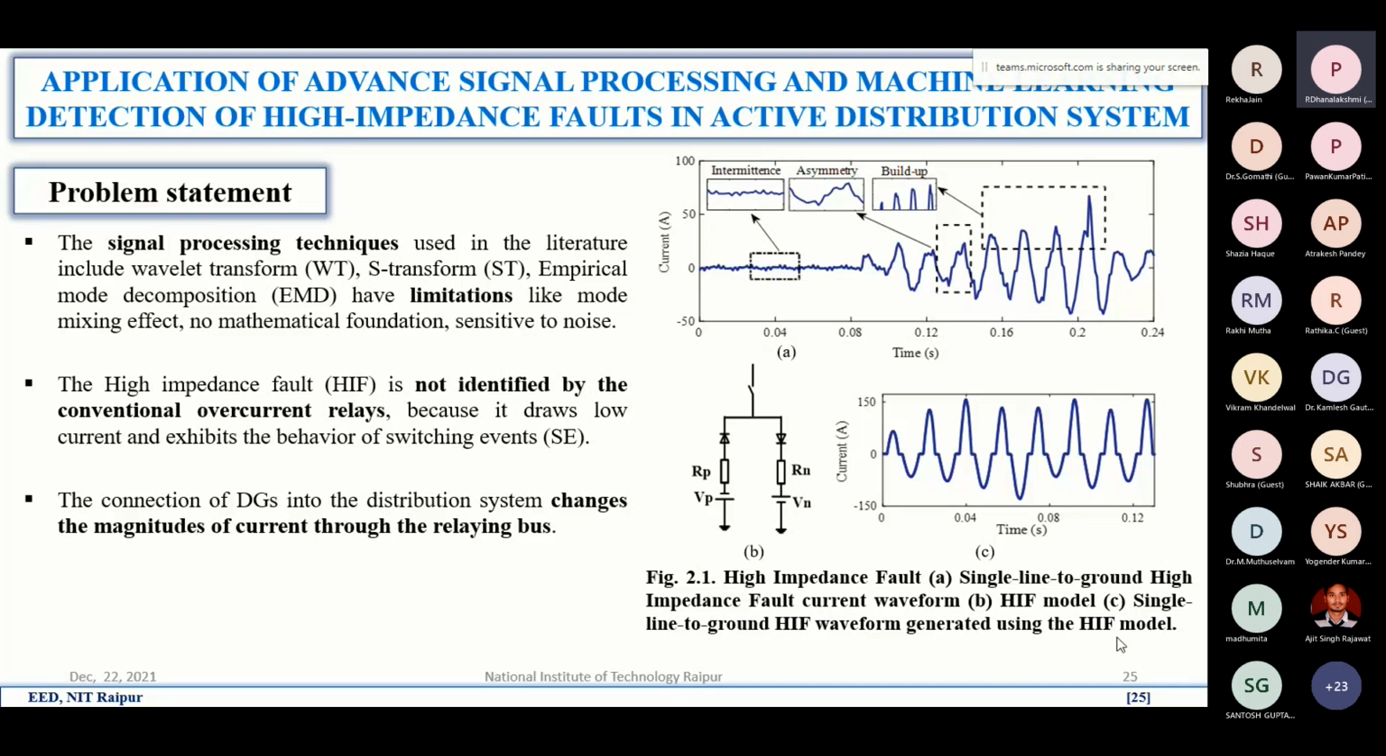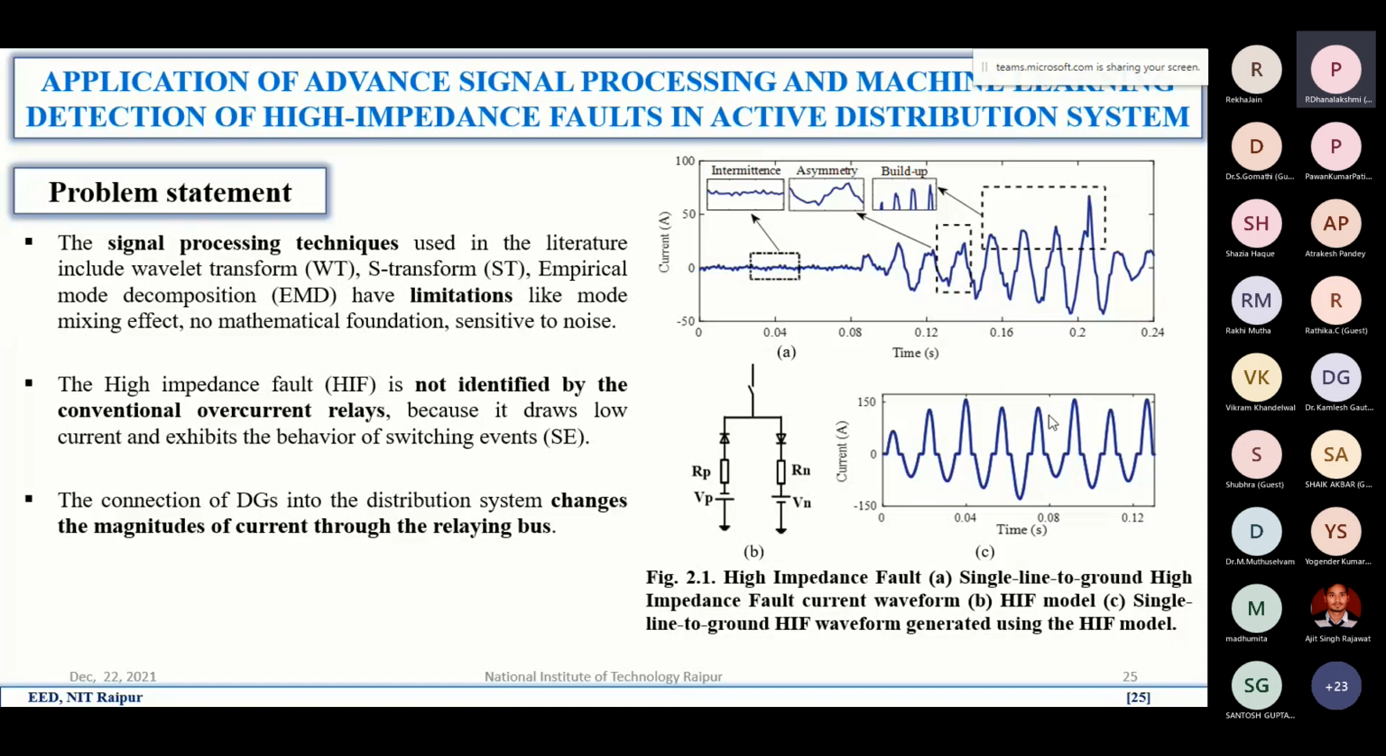Usually a high impedance fault occurs, and that can be simulated in power system analysis software by employing this type of model, which consists of an anti-parallel diode and variable resistors and DC voltages of opposite polarity connected. Whenever this switch is closed, the line will experience a high impedance fault. Due to the high impedance fault, there is a large variation in the current. You can see the nature of current that changes.